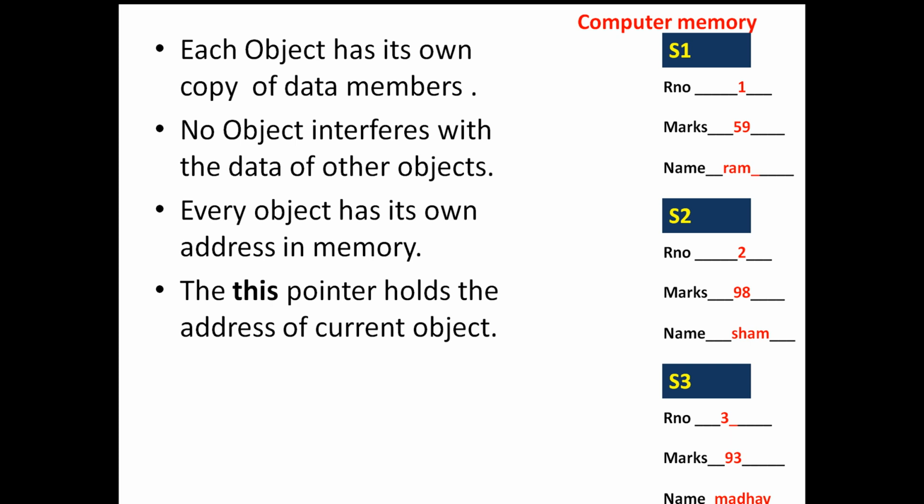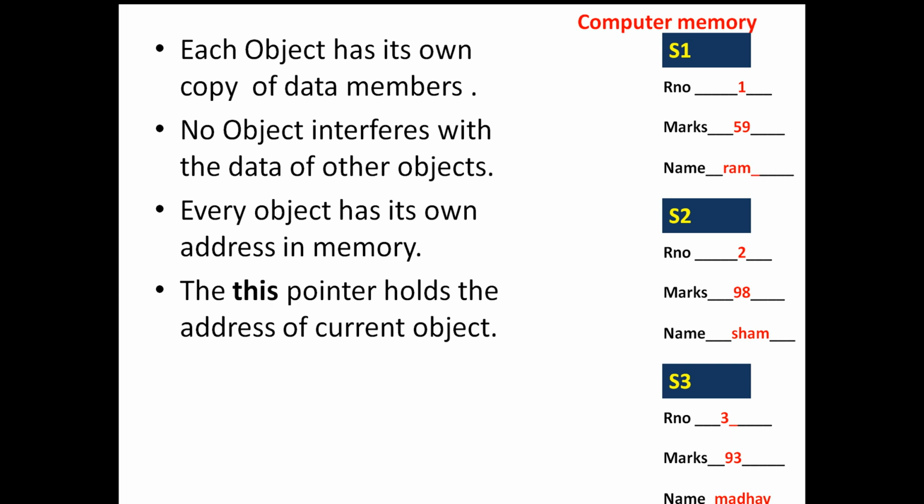So for knowing the address of the current object, we can use the this pointer. We will learn this topic in a separate program in detail. For this time, you just remember the this pointer holds the address of the current object.